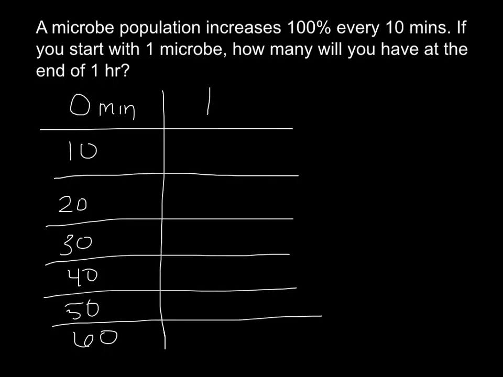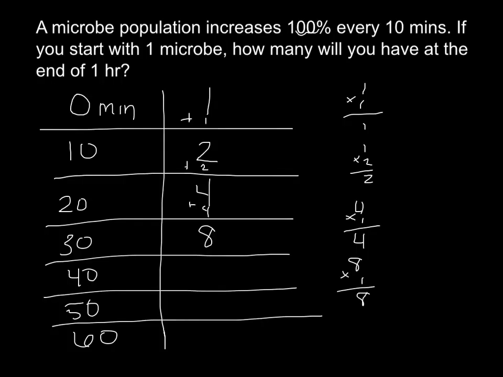So 100% means we're going to multiply it by 1. If I do 1 times 1, I'm going to get a 1. So I have to add 1. So after 10 minutes, we have 2. Okay, 2 times 1 is 2. So I have to add 2. I would get 4. Can you kind of see a pattern for this one? Okay, 4 times 1, I'm going to get 4. Add 4, so now I have 8. 8 times 1 gets me 8. Now I have 16, so it's just doubling every time.